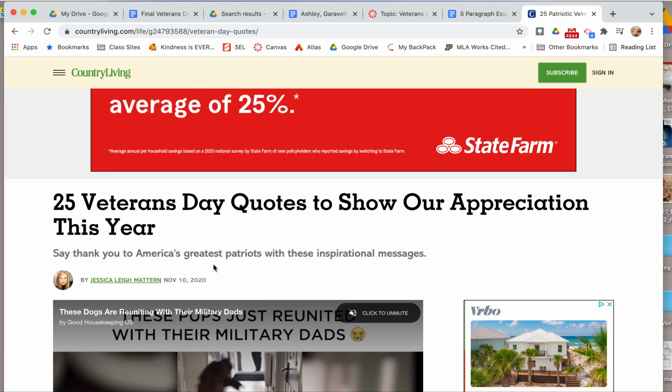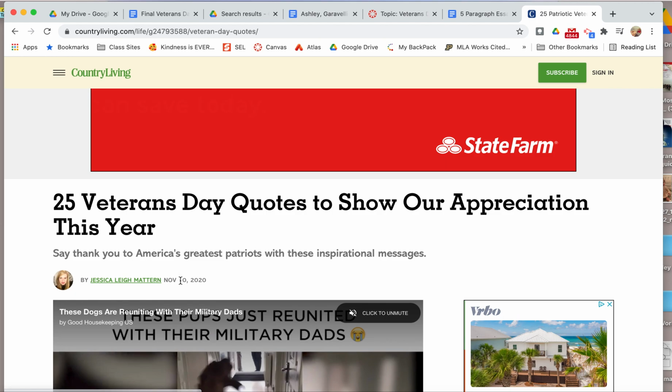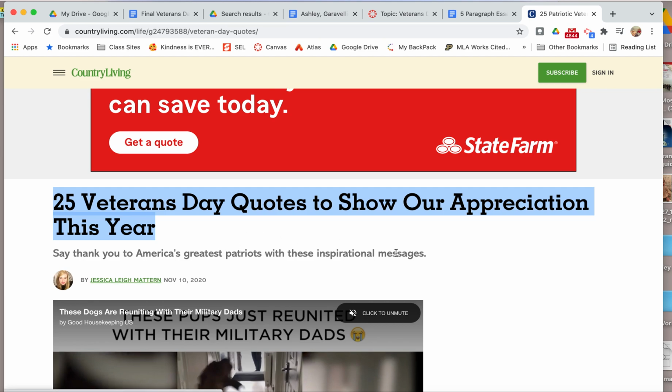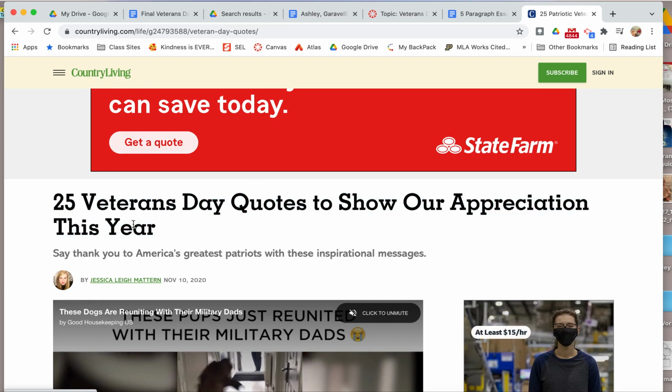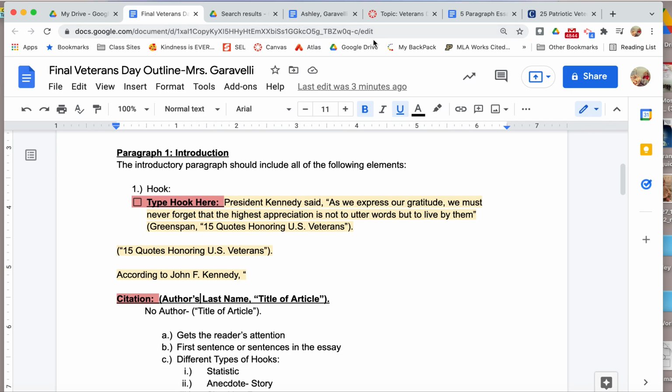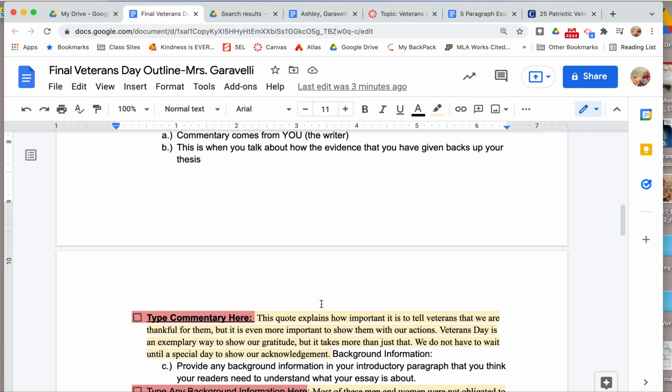So after the quote, I'll put open parentheses, Mattern, comma. Then this is the title of my article. So I would have quotation marks, capitalize all these important words, close quotation marks, close parentheses, a period outside. Country Living is the name of the website. You're not putting that. You're not putting the URL. You are just putting the title of the article, okay? If I didn't have an author, remember, I would just put this, my parentheses, inside of quotation marks. Hopefully that makes sense.